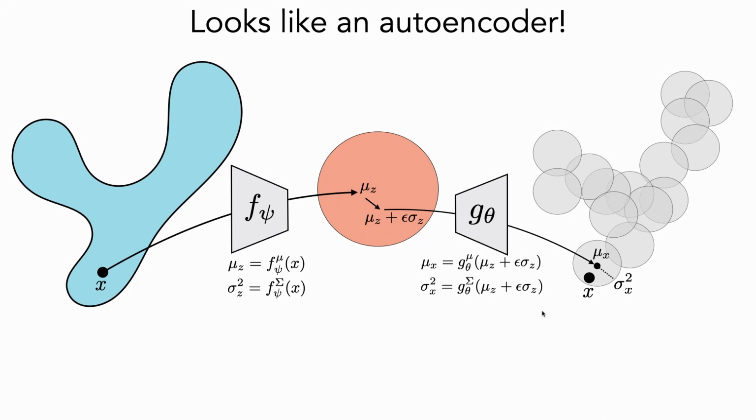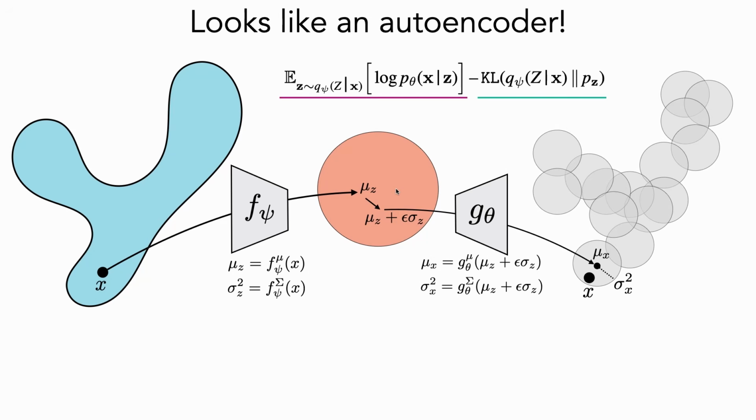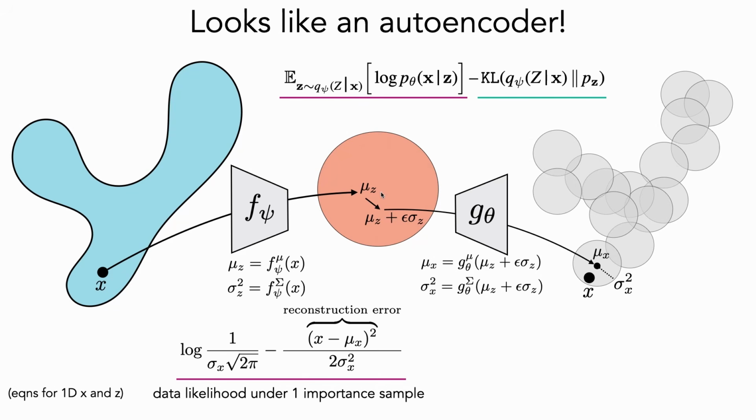Okay, so this looks just like an autoencoder, except for one step, which is this noise I added in the latent space, right? Otherwise, it's just encode, decode, but I added a little bit of noise to the latent space because that's my sampling. That's necessary because I'm sampling to approximate this expectation. Okay, so here are the two terms of the ELBO that I talked about before.